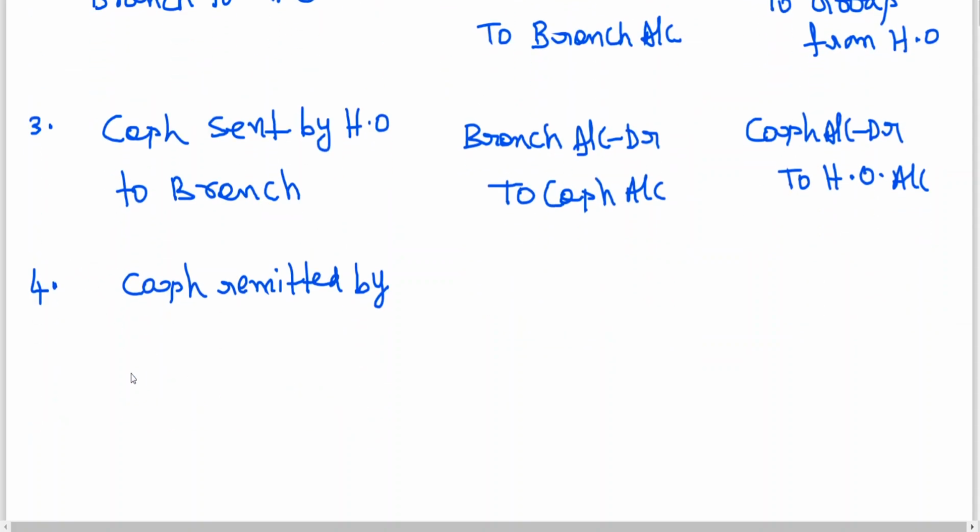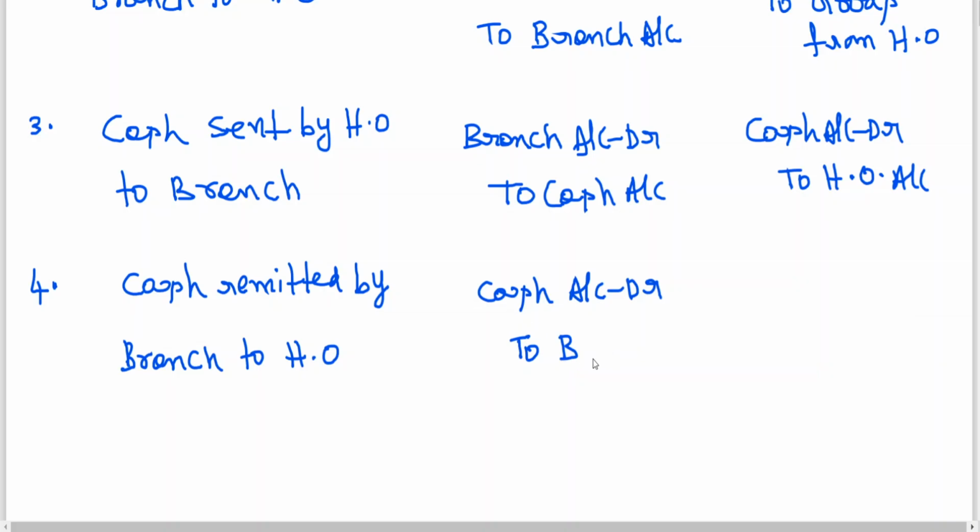Cash remitted by branch to head office. Cash account at R to branch account. See, the cash has been given by branch. We have seen that in dependent branches. Debit what comes in, cash. Cash account at R to branch account. Cash remitted by branch to head office.